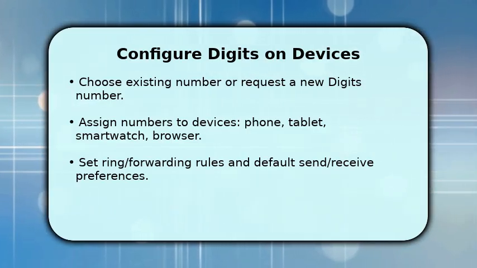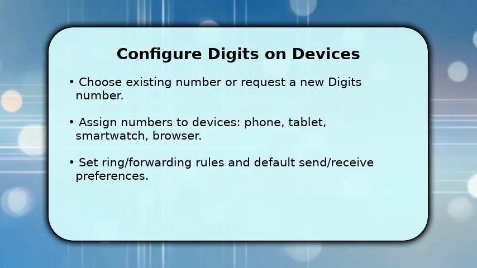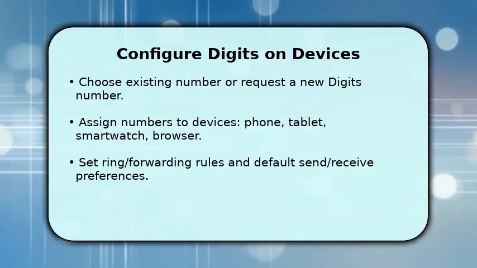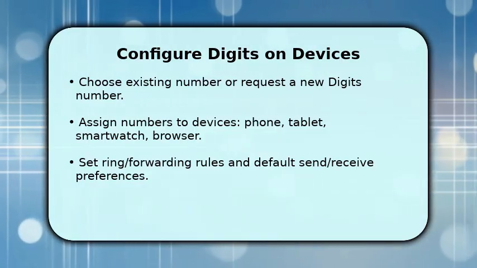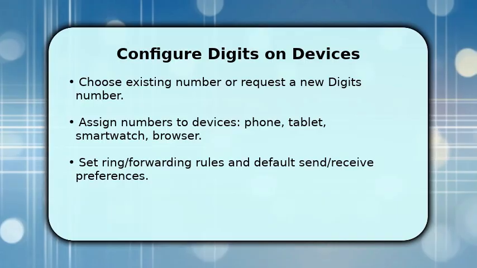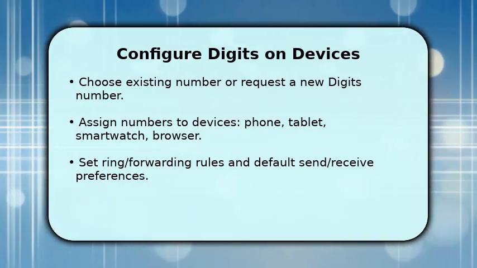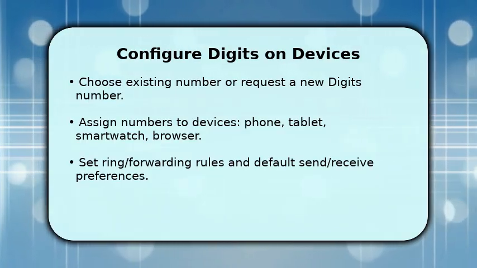Next, add each device. Tap Add Device, pick the device type, then accept permissions for calls, SMS, and notifications. Configure where messages originate from and which device rings first. For example, route work calls to your tablet during business hours. You'll see options for browser access as well, so enable web sessions and logins to sync history across endpoints.